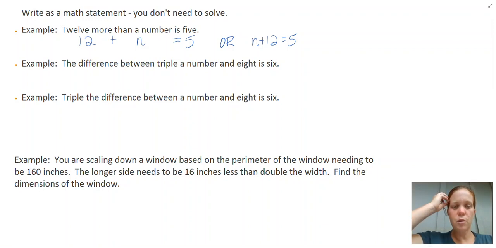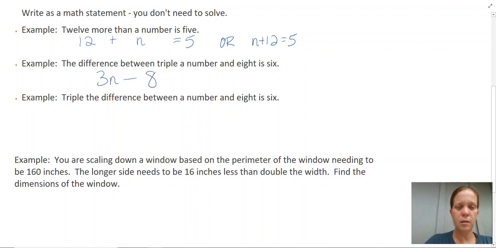And we're not going to solve these, we're just going to write them out. The difference between triple a number and 8 is 6. So the difference, so subtraction, between triple a number. So this is kind of a special one. Triple a number would mean 3 times. So I'm going to put 3n. We could put a time symbol between 3 and n, but 3n means multiplication. So the difference between 3n and 8, so 3n minus 8, and then there's that equal sign, is equals 6. And sometimes it helps to put a line down the middle. We know that those are two different sides of the equation, so that splits it up.